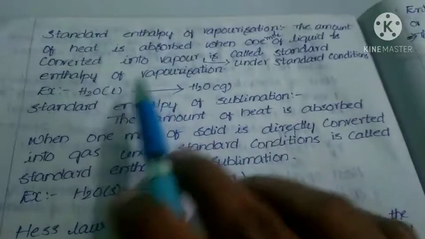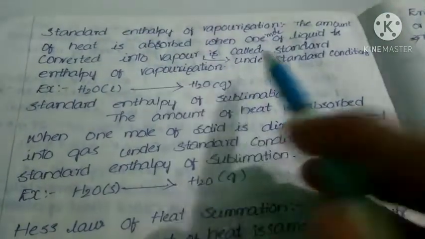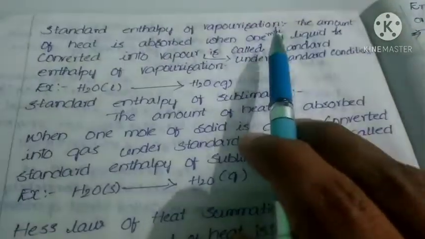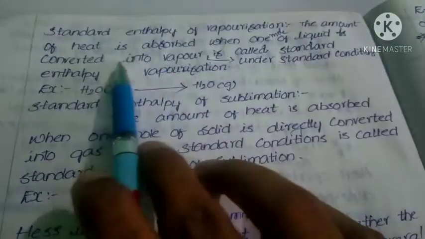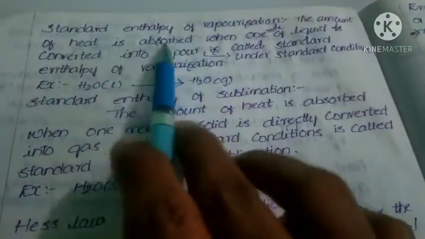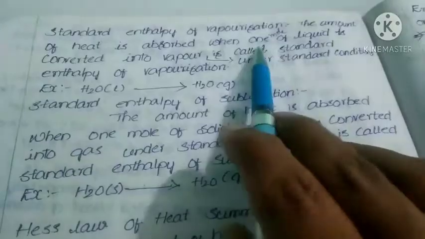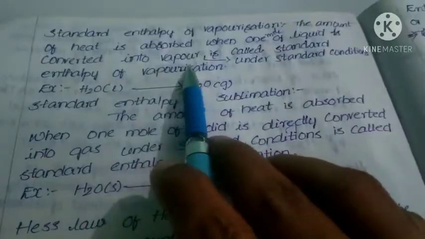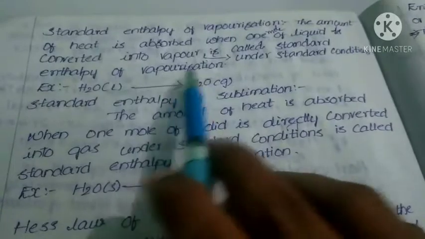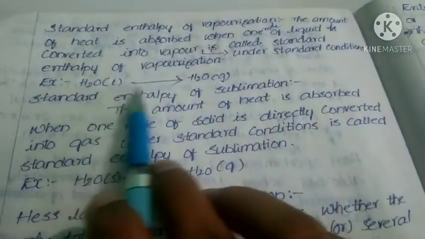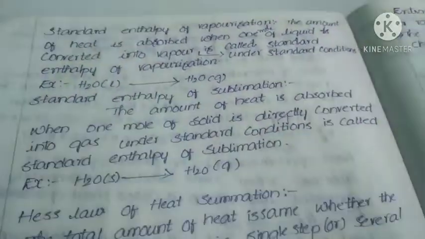Vaporization means what? When liquid is converted into gaseous state, that is called vaporization. So, for that also energy is absorbed. That is why the amount of heat is absorbed. Here, see, energy is absorbed. That point is mentioned clearly. The amount of heat absorbed when 1 mole of liquid is converted into vapor is called standard enthalpy of vaporization. This is the suitable reaction for that given statement.